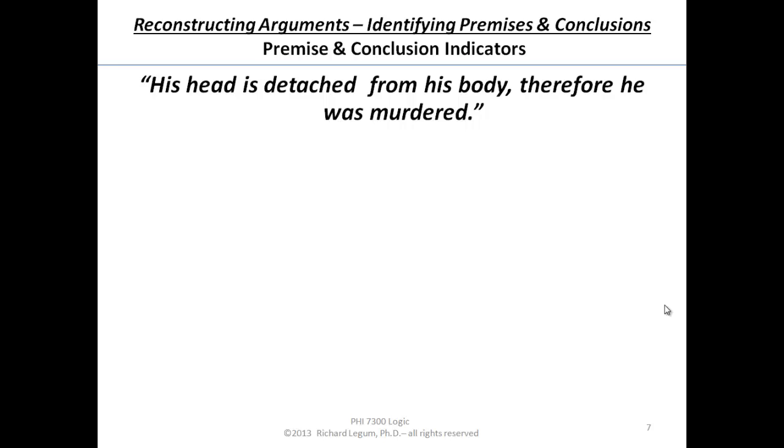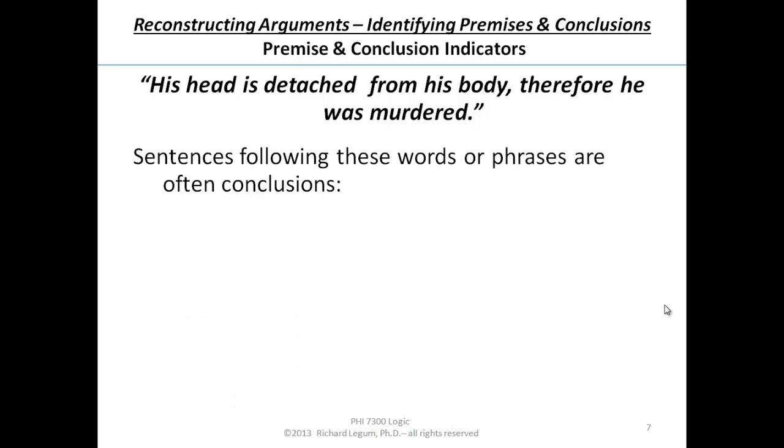We could imagine one character on a CSI program looking at the other one saying, "His head's detached from his body, therefore he was murdered." In this case, "therefore" is one of these indicator words, and it usually indicates that what follows is a conclusion. So "he was murdered" would be the conclusion: therefore he was murdered, therefore here comes the conclusion, he was murdered, with "his head is detached from his body" being the premise.